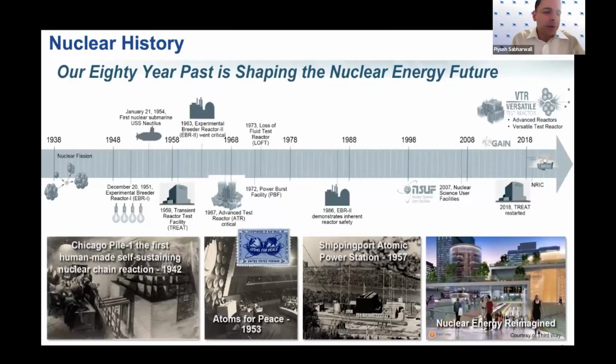Before I get deeper into microreactors, we learn and leverage from our past experience. So I always try to talk briefly about nuclear history, starting from December 1938, when fission was found, and our first reactor in 1942, Chicago Pile 1, also called CP1, the human-made self-sustaining nuclear chain reaction, when it all started. And as you can see, from then till now, a lot of progress has been made. We had 1959 for the Transient Reactor Test Facility, TREAT, and we restarted it in 2018. And before that, in 1951, we showed criticality, and we showed EBR-1 powering electricity to the grid for the first time.